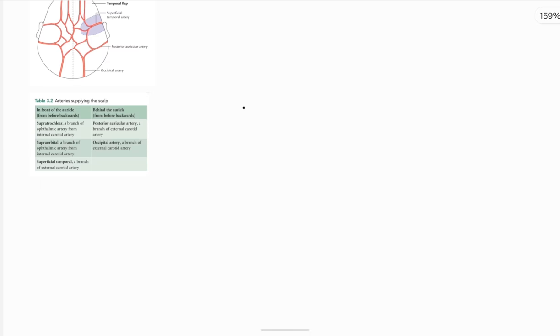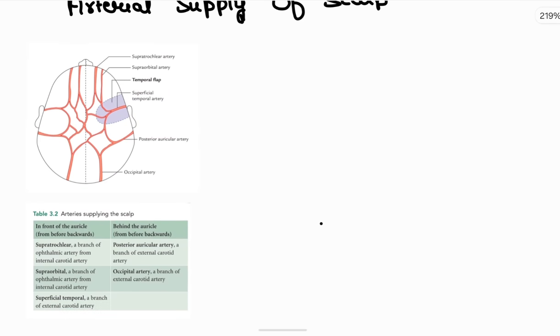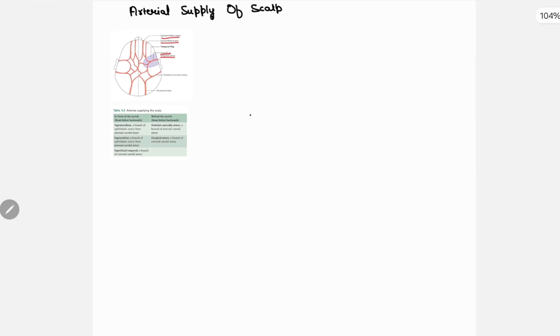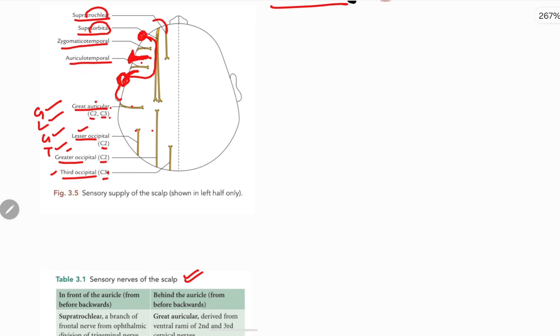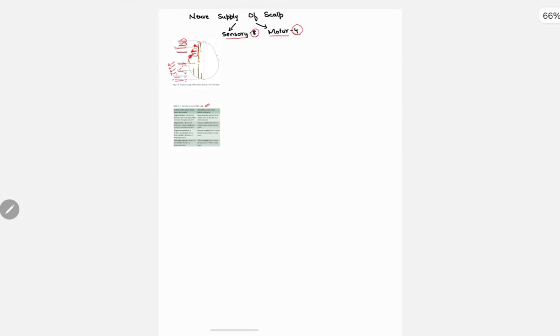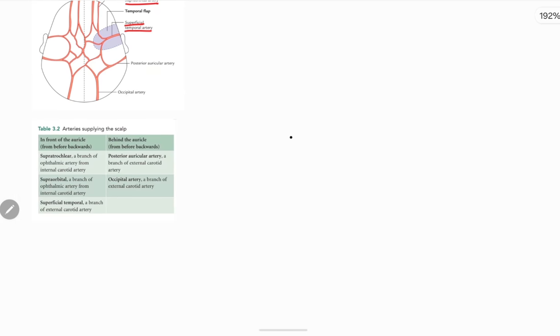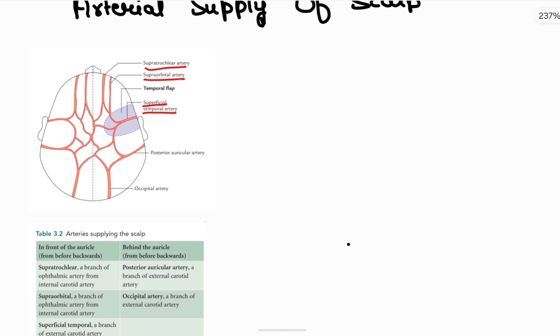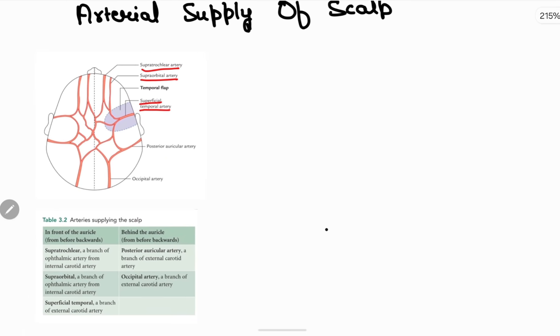Next, arterial supply of the scalp. Arterial supply is the same: supratrochlear artery, supraorbital artery, and superficial temporal artery. There, what were the two nerves? Zygomaticotemporal nerve and auriculotemporal nerve. Here, the first two arteries are the same as the nerve names, but the third artery is the superficial temporal artery, and posterior auricular artery.